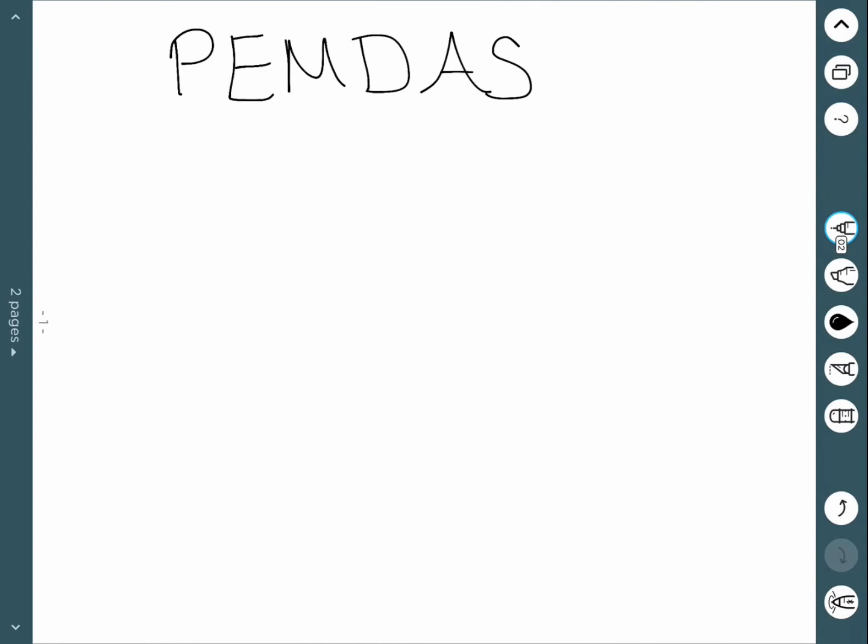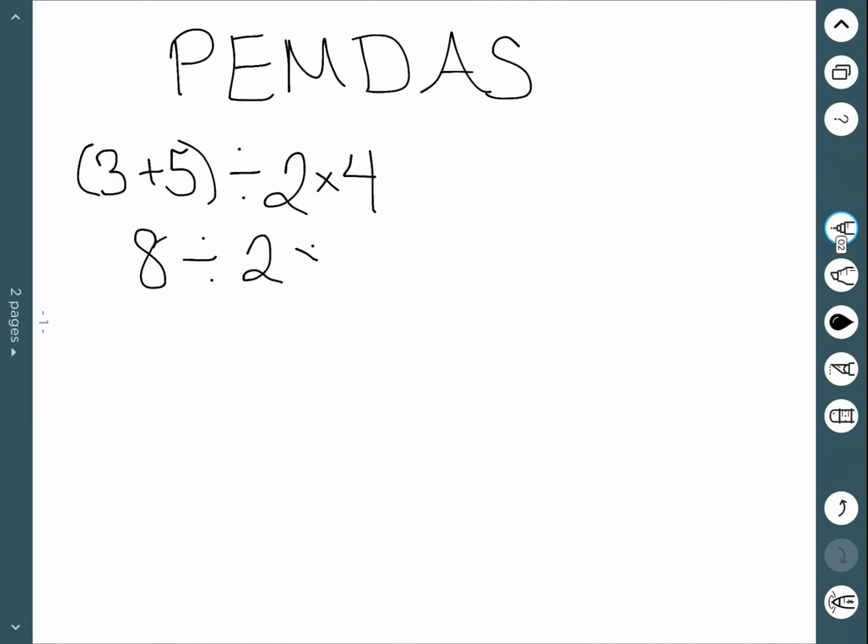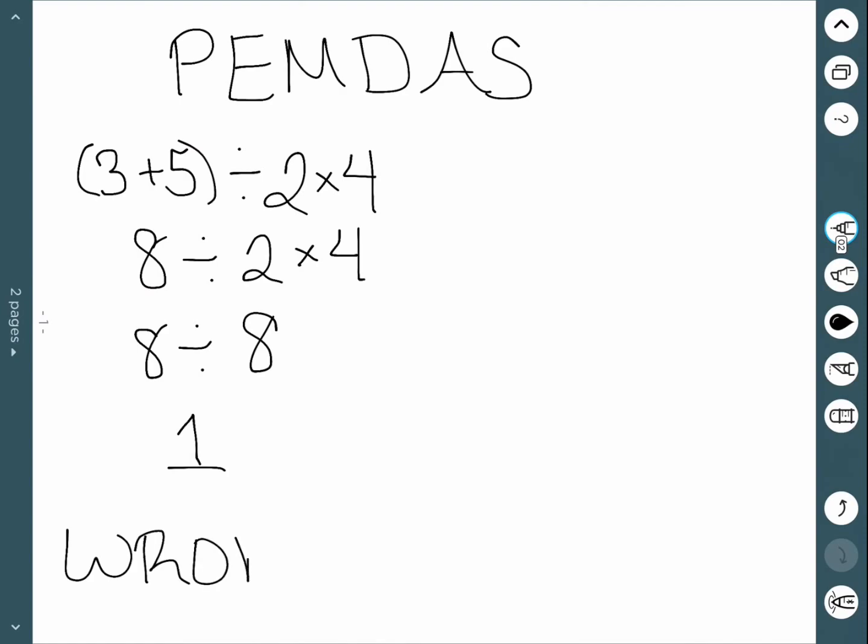Let's look at a problem. If we follow this acronym, the first thing to do is the stuff inside of parentheses. 3 plus 5 is 8. The next thing is the E for exponents, but we don't have any exponents in this problem. The next thing it says is to multiply. Well, 2 times 4 is 8. We then divide. 8 divided by 8 is 1, and we're done. However, I'm saying this is actually wrong.